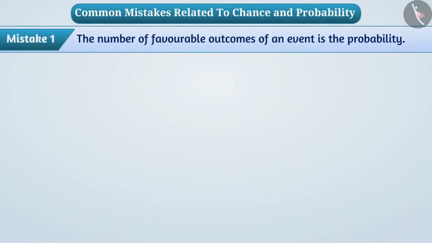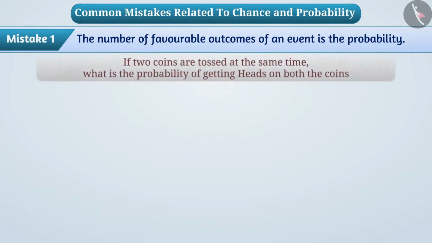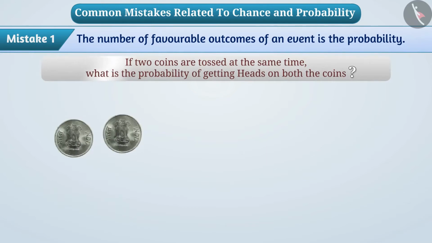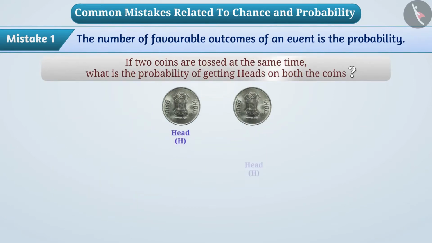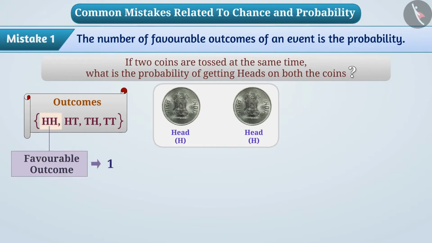Mistake 1. Believe that the number of favorable outcomes of an event is the probability. Some children believe that the number of favorable outcomes of an event is the probability of that event. For example, if children are asked, if two coins are tossed at the same time, what is the probability of getting heads on both coins? Some children think that the outcomes are HH, HT, TH or TT, in which favorable outcome HH is only 1. Therefore, children say that the probability of getting heads on both coins is 1.